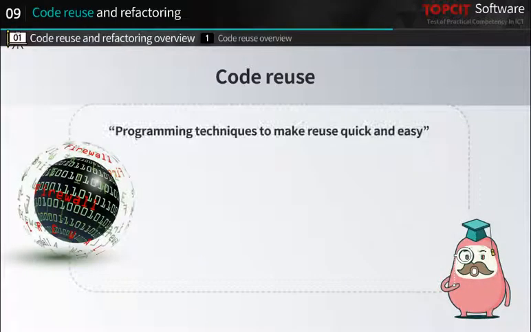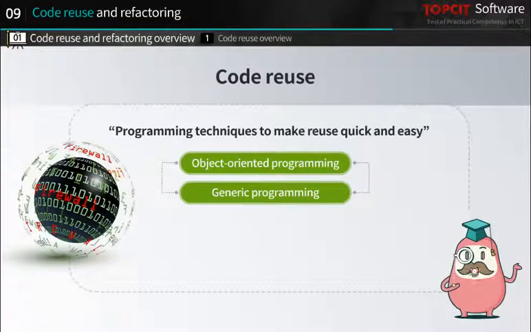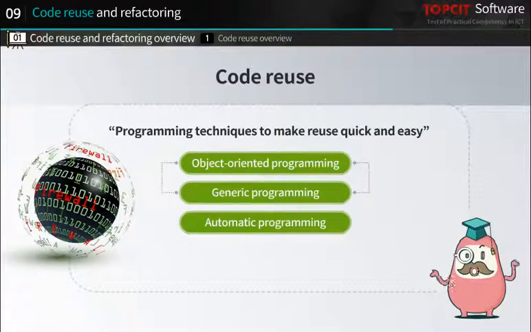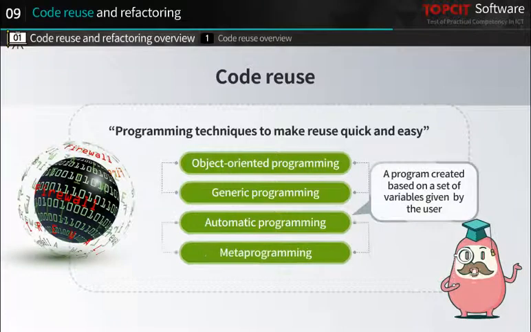There have been many researches on programming techniques to make reuse quick and easy. Object-oriented programming was also created for this purpose, and it has become a representative reuse technique. For this purpose, there is generic programming. A new alternative is automatic programming. This is a technique in which a program is created based on a set of variables given by the user. A similar concept is metaprogramming.